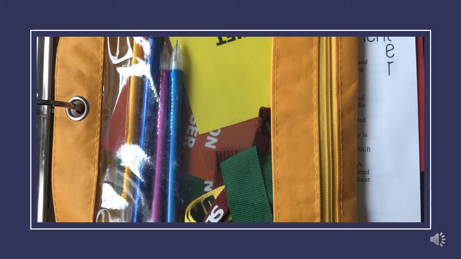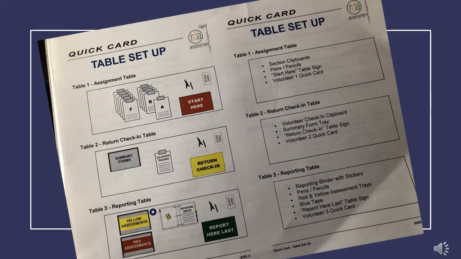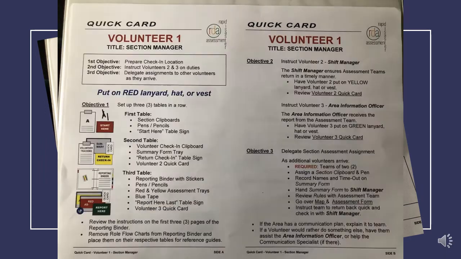Here's the binder that I made up for one of my zones for our neighborhood. It has this pencil case with extra pencils and lead, the badges, and extra stickers for the detail sheets. Then it has the RDAP overview, then setup instructions. Tabbed after that are the signs to put on the tables, then the instructions for each of the tables along with the quick cards. Here's the table setup quick card. Volunteer 1, quick card.